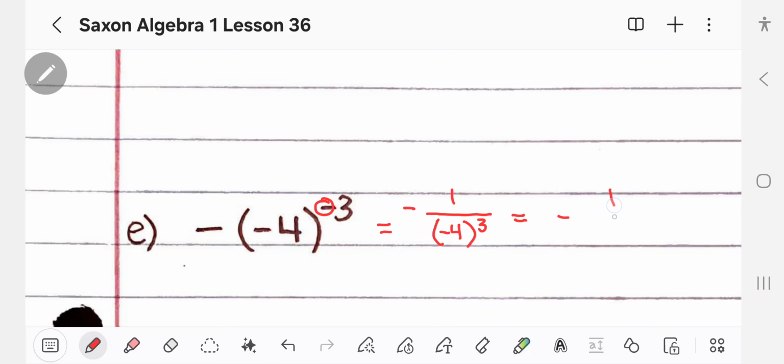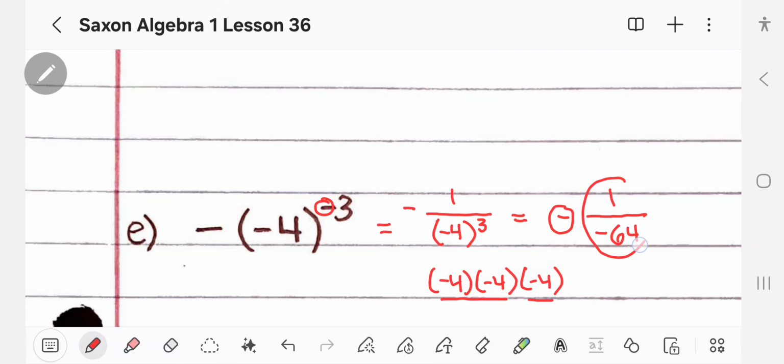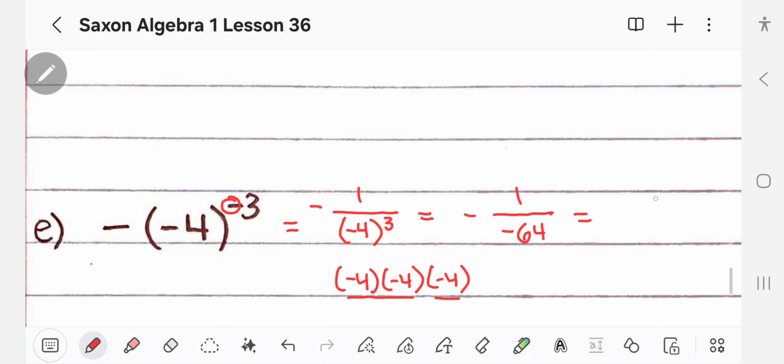So we're going to have a negative, and we have a 1 over negative 4 cubed, which is the same as negative 4 times negative 4 times negative 4. 4 times 4 is 16, and 16 times 4 is 64, but that's a negative, so negative 64. Okay, now we have here the opposite of this negative number, which means it's going to end up being positive. So that's going to be positive 1/64 for E.